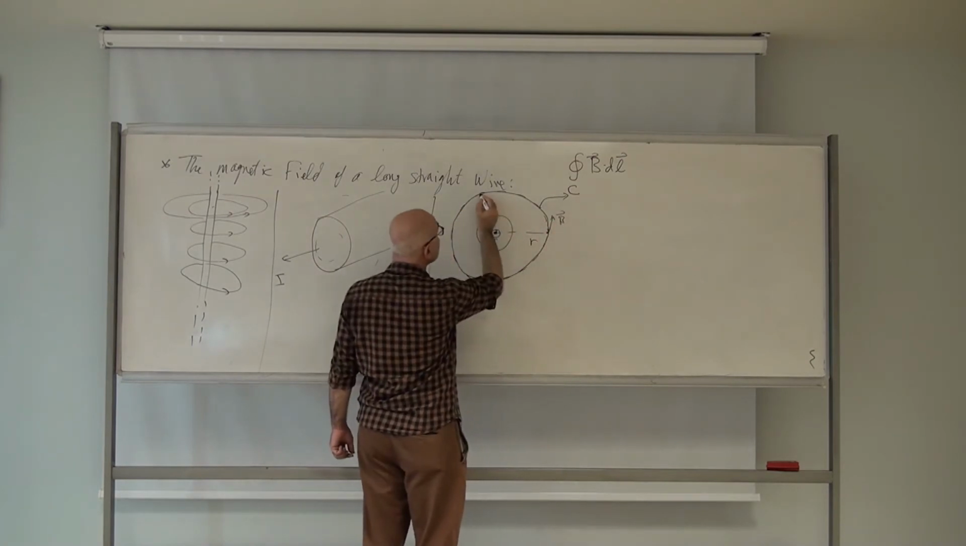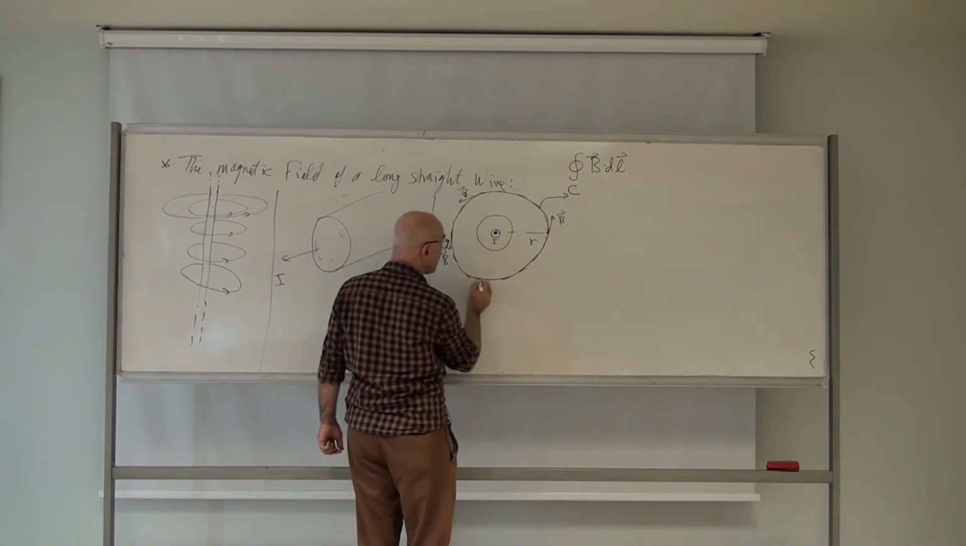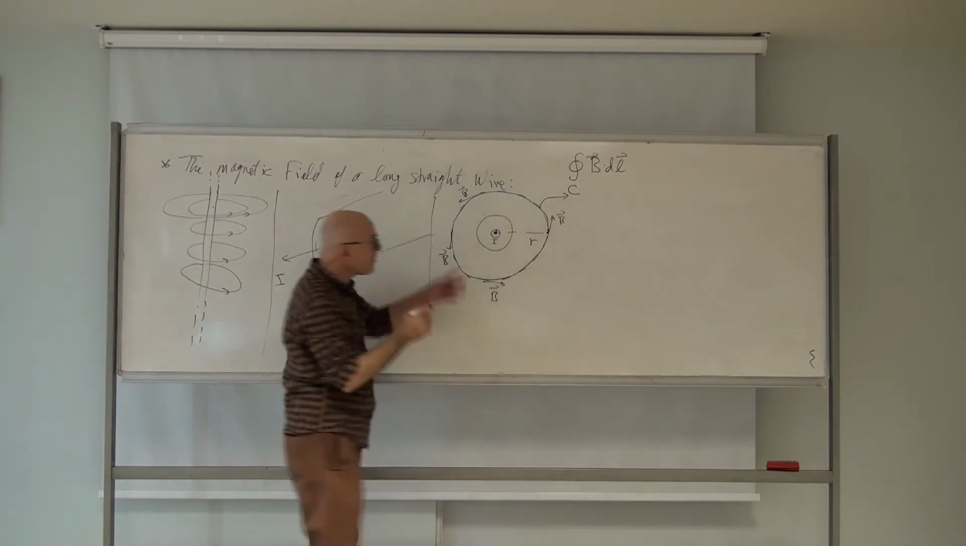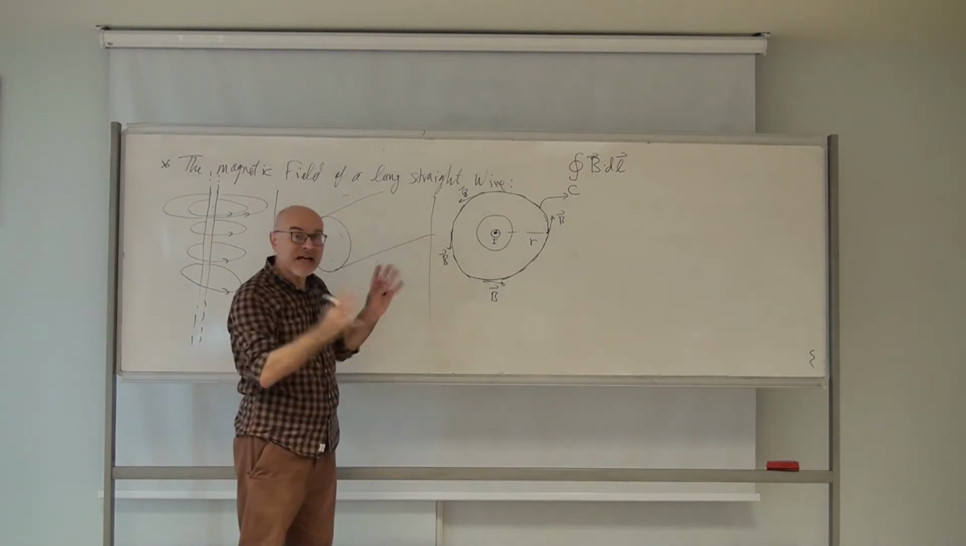At this point, this is B. So the magnetic field direction varies at different points, but it has the same magnitude.